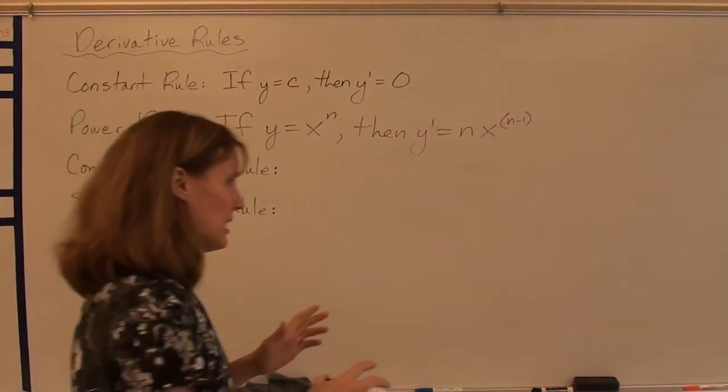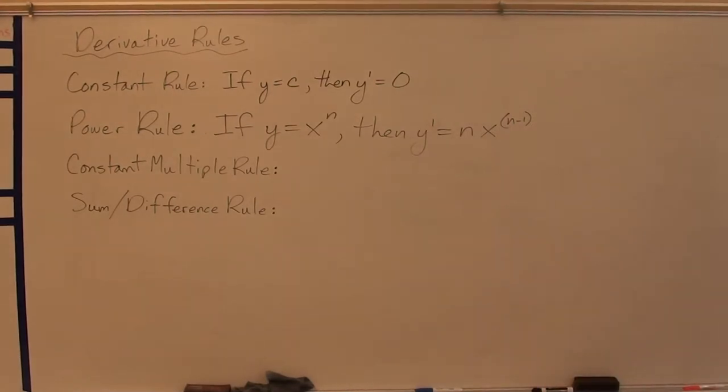Now, the reason that the power rule is so powerful is because it can be used for x to any power. It doesn't have to be an integer. So if I needed the derivative of the cube root of x, that's just x to what power? The 1/3 power. So it's just 1/3 x to the negative 2/3, right? So yeah, it works for any power.